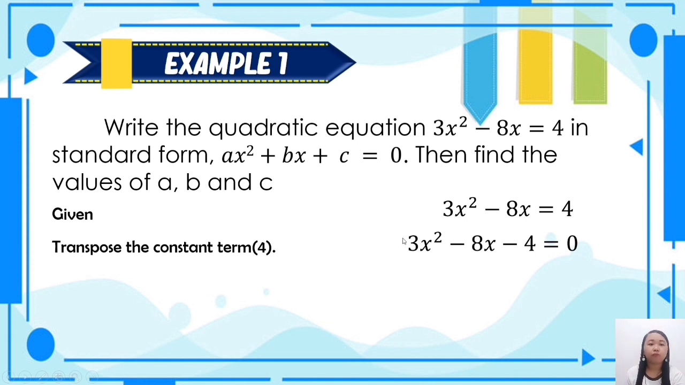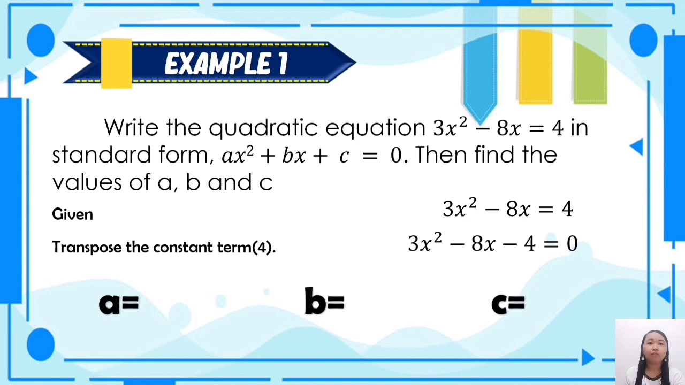Make sure that the first term is a quadratic term followed by the linear term and the constant term, and it is equal to 0. If there is no linear term, it's okay. If there is no constant term, it's also okay.